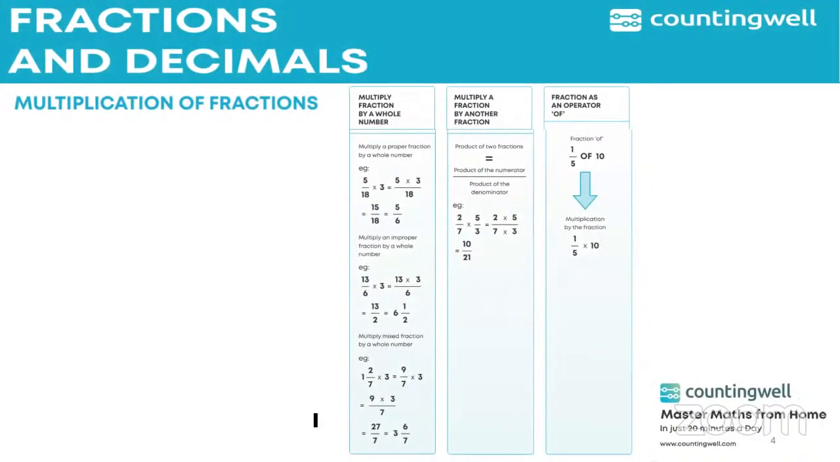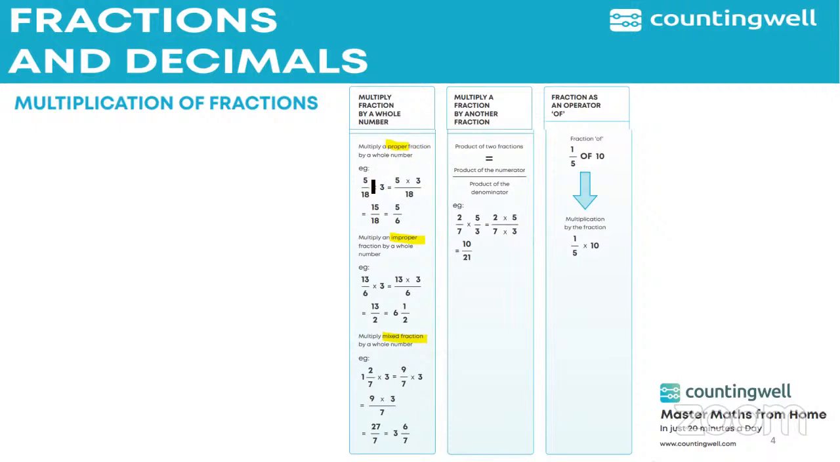Let us see multiplication of fractions. When you want to multiply a fraction by a whole number, there are some cases. Either the fraction will be proper, or an improper fraction, or a mixed fraction. So when you are multiplying a proper, improper or mixed fraction by a whole number, you have to follow these steps.